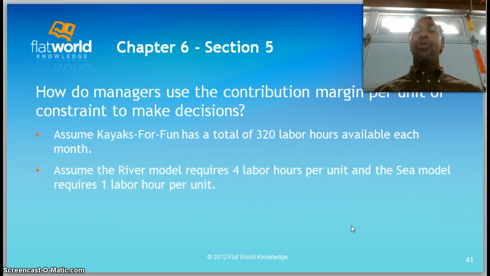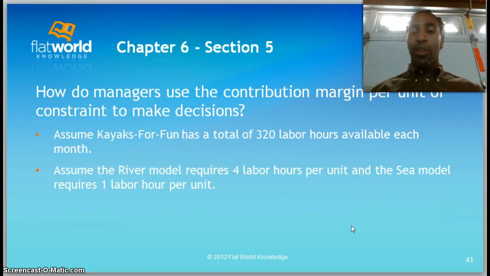So how do managers use the contribution margin per unit of constraint to make decisions? Assume Kayaks for Fun has a total of 320 labor hours available each month. So 320 hours for the month. Assume the River model requires 4 labor hours, so just keep that in the back of your head or write it down. The River model requires 4 labor hours, and the Sea model requires 1 labor hour per unit.